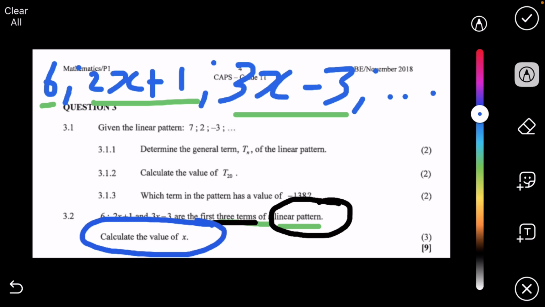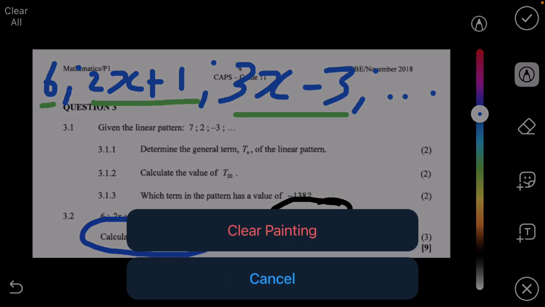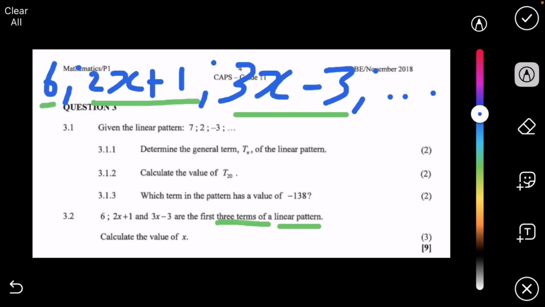Ladies and gentlemen, this is a straightforward question. No need to try and work out the cream of the question. Remember, guys, you can apply this strategy of identifying the cream of the question in case you've got those long questions or confusing questions. Very, very much important, ladies and gentlemen. So now you need to calculate the value of x.